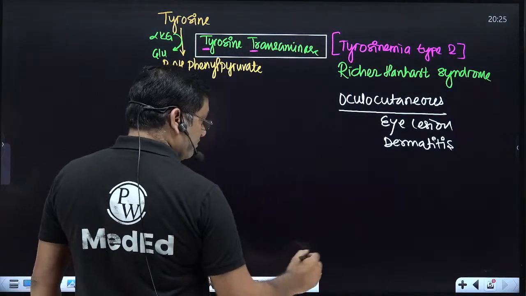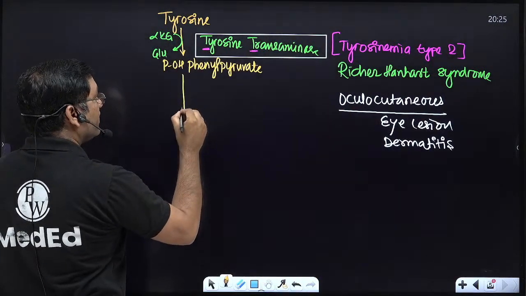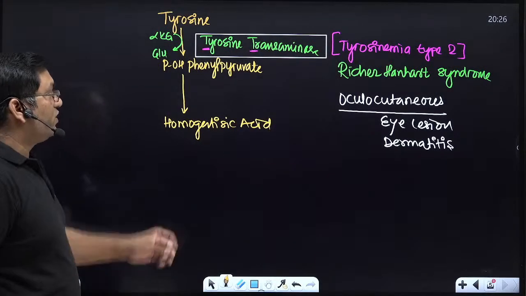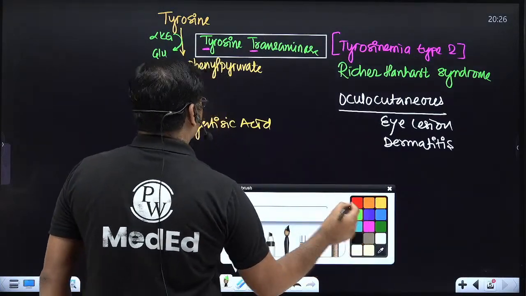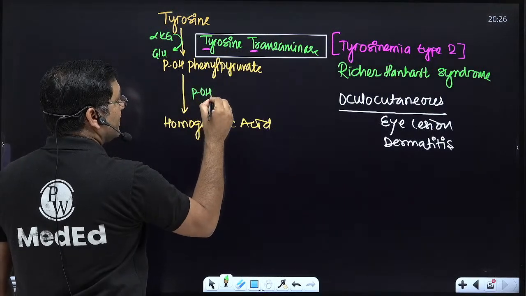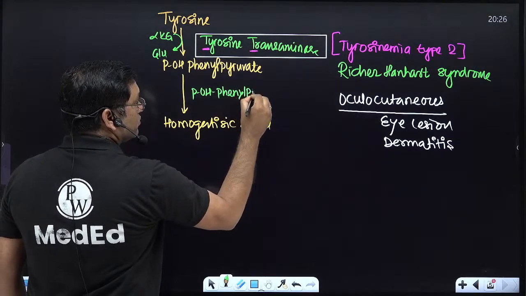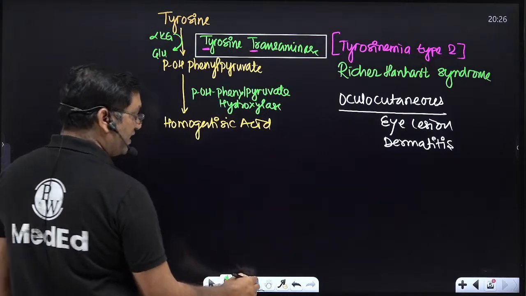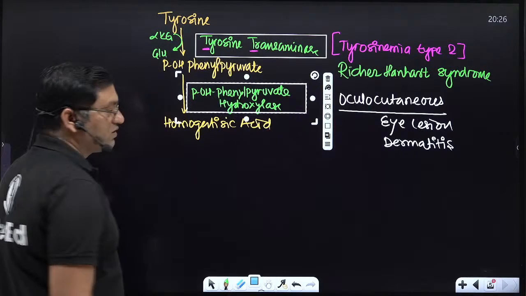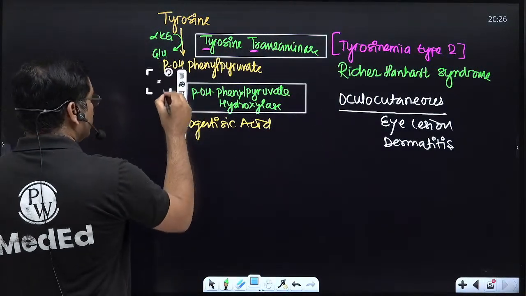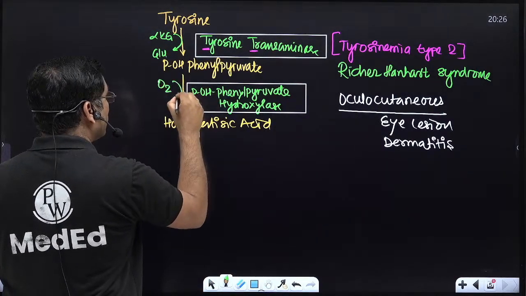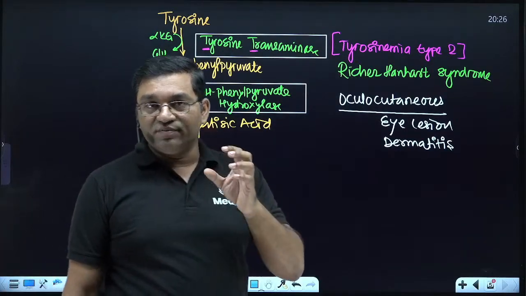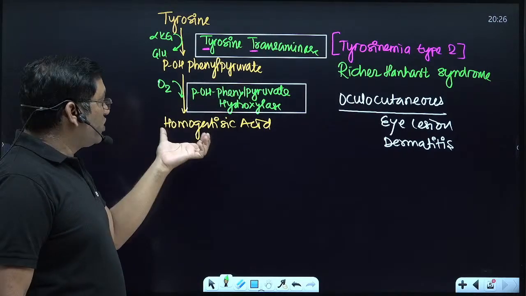Now this para-hydroxyphenylpyruvate is converted into homogentisic acid. Got it? Now the enzyme here is para-hydroxyphenylpyruvate hydroxylase. This is the enzyme para-hydroxyphenylpyruvate hydroxylase or dioxygenase. It is also known as dioxygenase. Dioxygenase means it incorporates both atoms of oxygen into the substrate. This hydroxylation reaction requires vitamin C. So here para-hydroxyphenylpyruvate is converted into homogentisic acid.